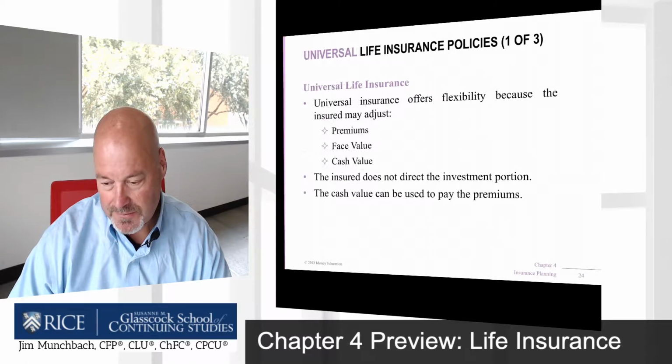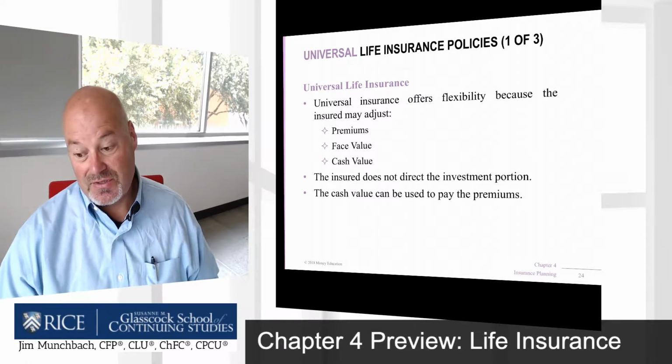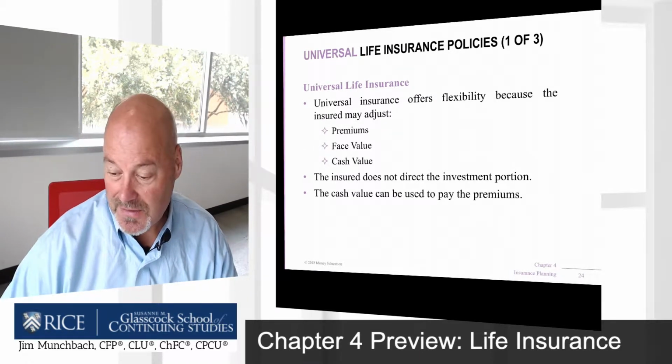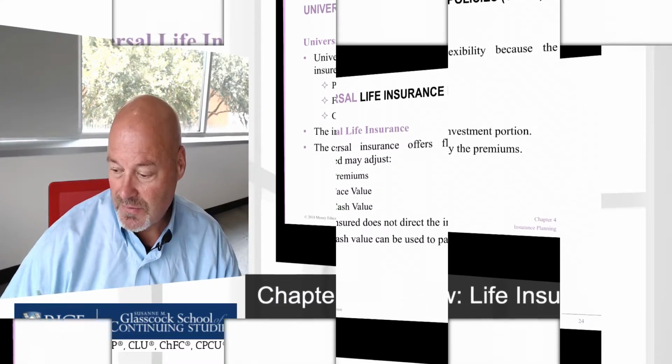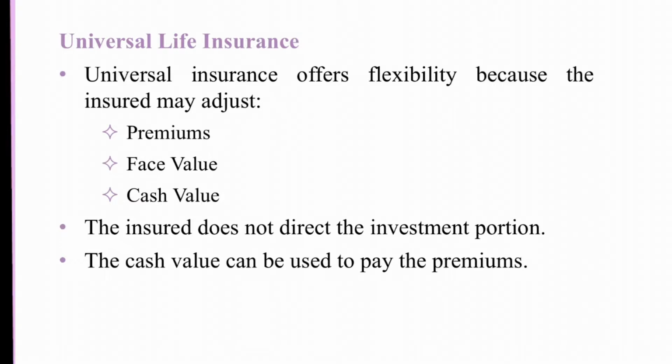Universal life insurance. So we have 3 slides here. And there you have it. Flexibility is the key component in universal life insurance. Flexibility in terms of the premiums, the face value, and the cash value, what you can do with the cash value. And the insured does not direct the investment.